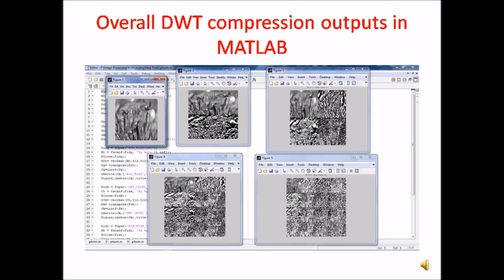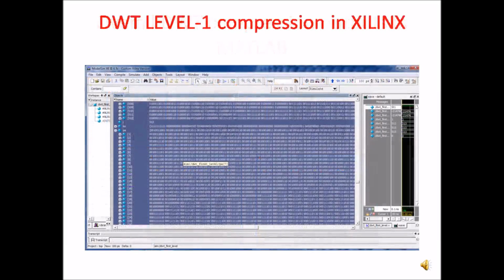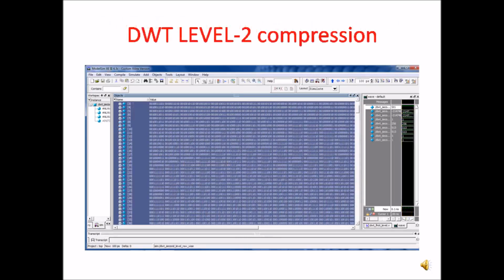The image compression can also be obtained in a digital manner. In order to obtain the digital outputs, the Xilinx software is used. Three types of compression are also obtained in Xilinx, such as DWT level 1 compression, DWT level 2 compression and DWT level 3 compression respectively. This is the DWT level 1 compression in Xilinx. The compression which is obtained in Xilinx will be exactly equal to the compression obtained in Matlab.